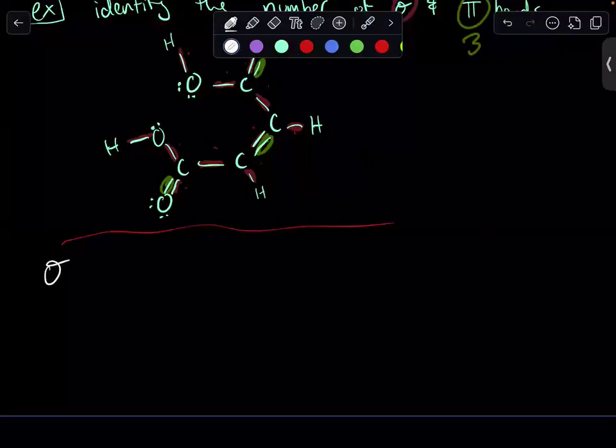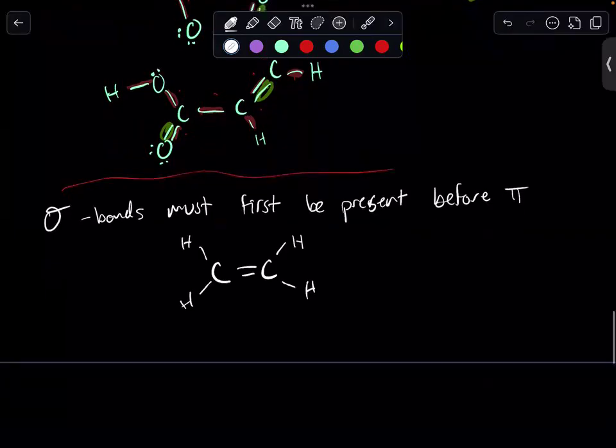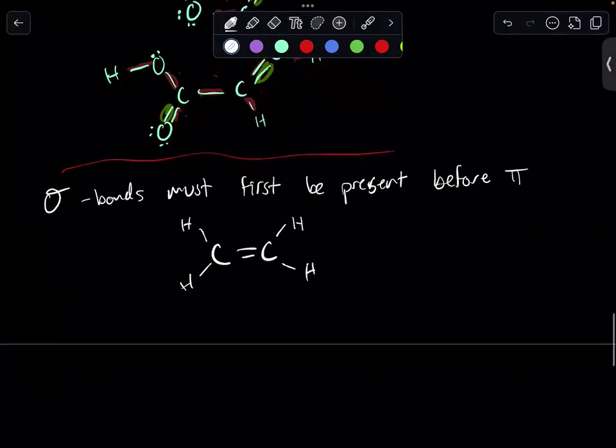So the thing we must always know is that sigma bonds must first be present before pi bonds. Always, always, always. So let's take a look at the compound ethene. It looks like this. You can probably quickly identify that there are 5 sigma bonds and 1 pi bond. But what do the orbitals actually start to look like when we form these bonds?